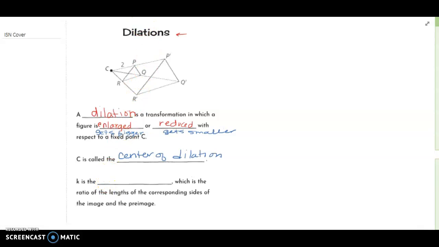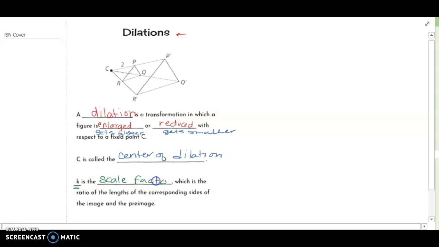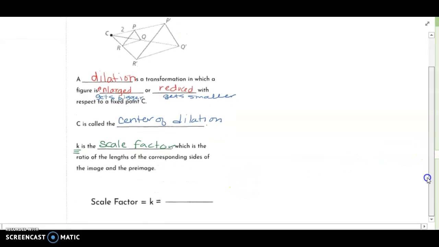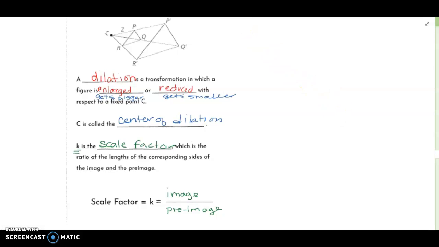And when I talk about this, you're going to hear me talk about K a lot. K is referred to as the scale factor. Now, why that is, I have no idea. But generally speaking, anytime you see K, it's talking about a scale factor. And the scale factor is simply the ratio of the image over the pre-image. And it's usually written as a reduced fraction when you put in your homework. I don't think Big Ideas will accept it if it's not in reduced form.